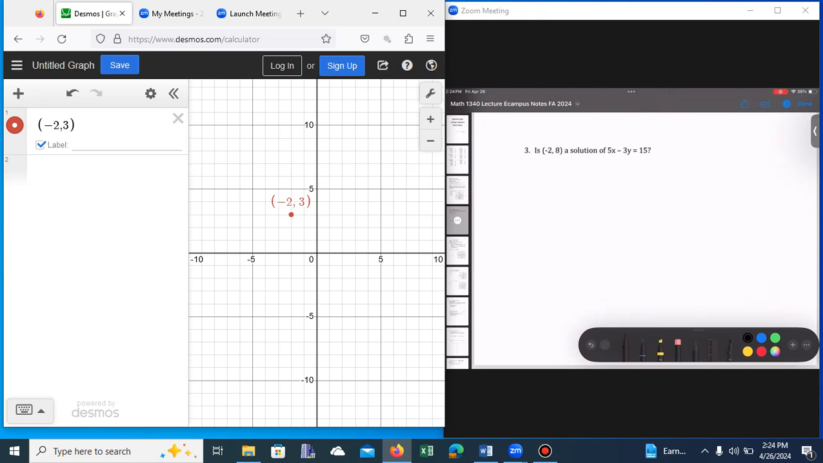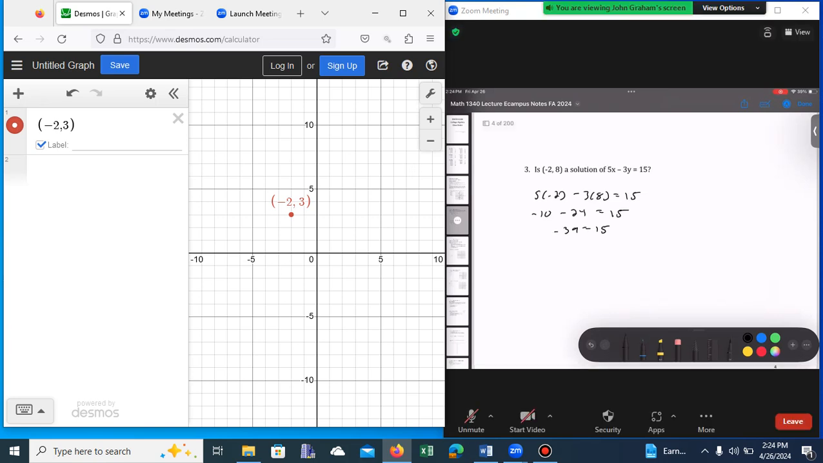If we plug in -2, 8 into 5x minus 3y equals 15, we get -10. 5 times -2 is -10. 3 times 8 is 24, so -24. You get -34 equals 15. So what does it mean to be equal?